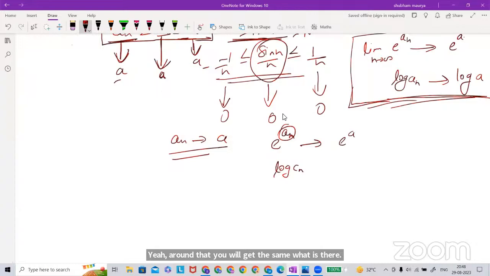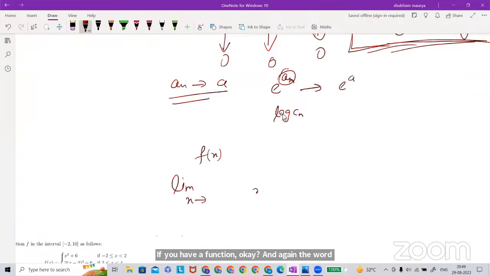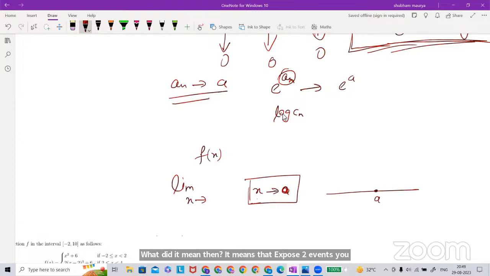Nothing has changed here with the same term. If you have a function, and again the word limit, as x goes to a, what does it mean? It means you are thinking about the input, or you are talking about the real number which is around a. That's the meaning.